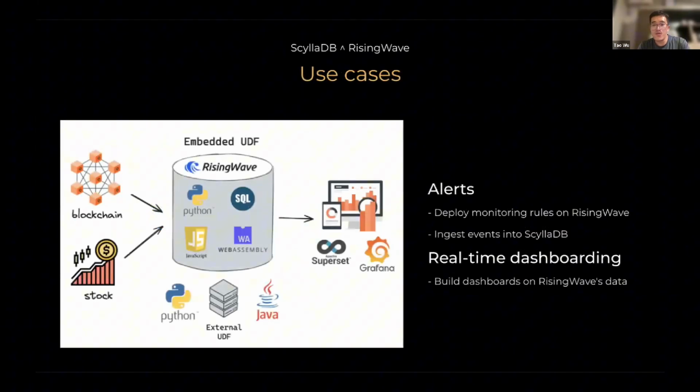And the above-stated RisingWave plus ScyllaDB pipeline can unlock other exciting use cases as well. For example, alerting. We can run complex monitoring rules on RisingWave, triggering alerts to downstream applications. And empirically, it's not uncommon to see one tenant of RisingWave running thousands of monitoring rules simultaneously.